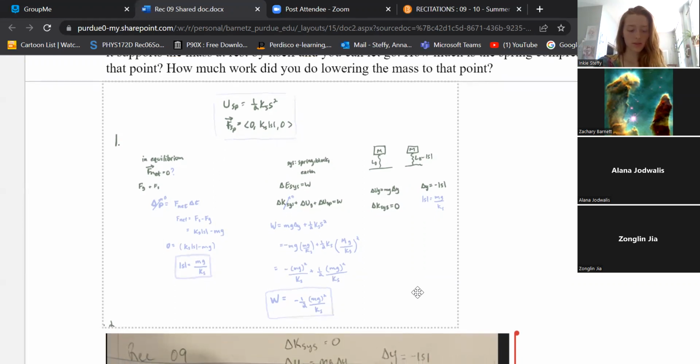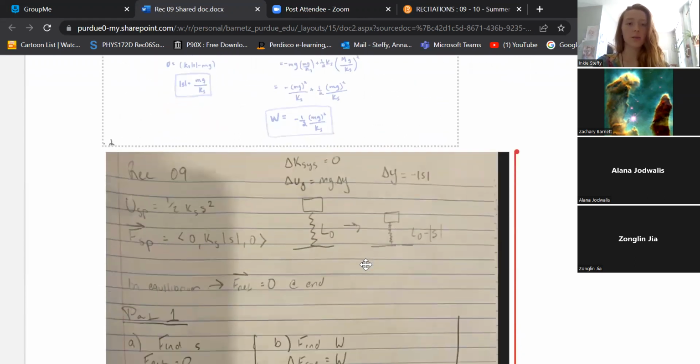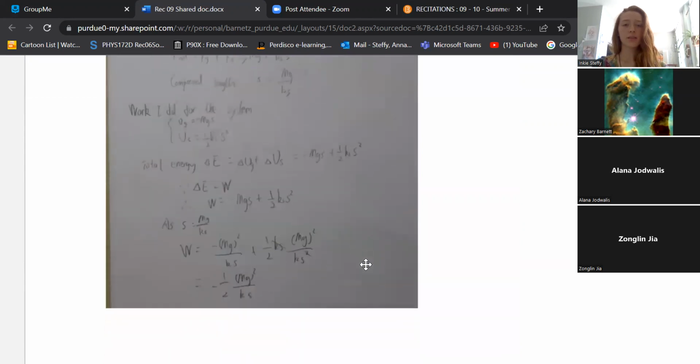Yeah, just to identify the system. In this case, whenever I was solving this, I put the system as the spring, the block, and the earth. And I see that in everybody else's work too. Yeah, that looks great.